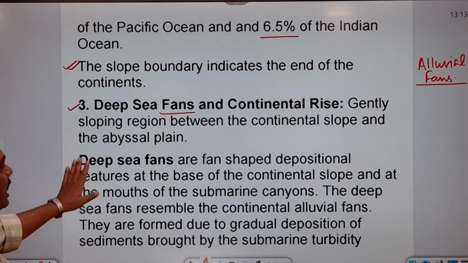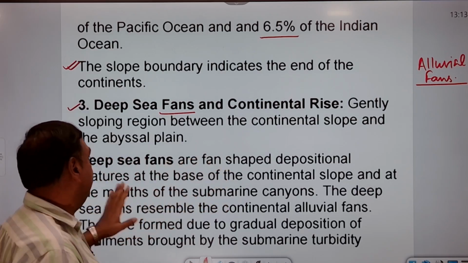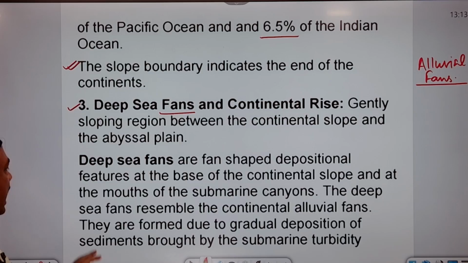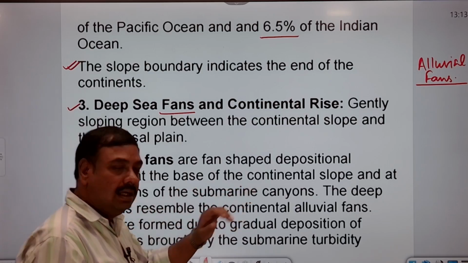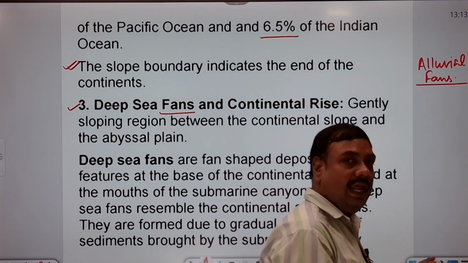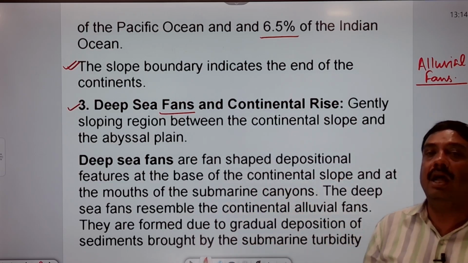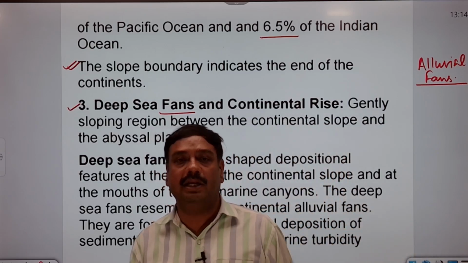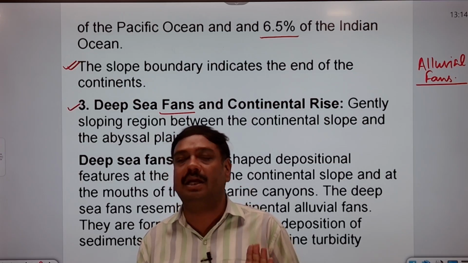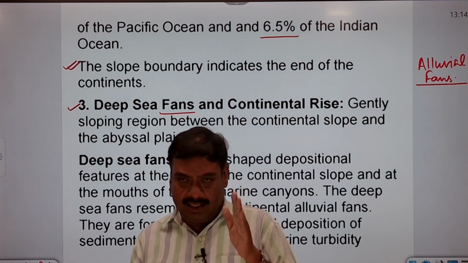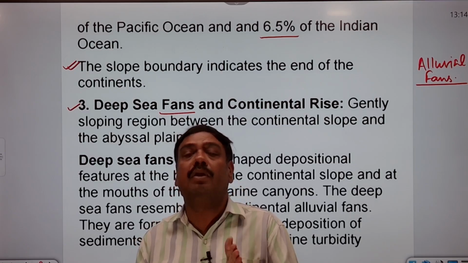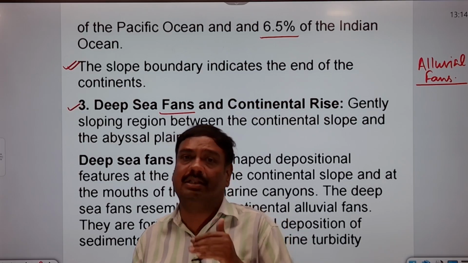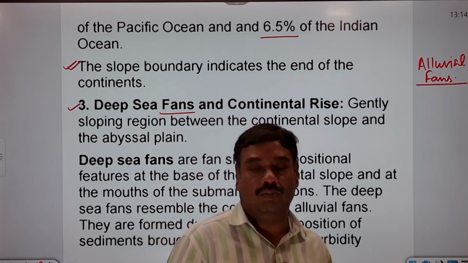See here. Deep sea fans are fan-shaped depositional features at the base of the continental slope and at the mouths of submarine canyons. These submarine canyons are also found in the part of the continental slope. We will discuss submarine canyons later on. Here you only listen and understand that submarine canyons also provide a way for the sediments to move towards the bottom of the continental slope, right.